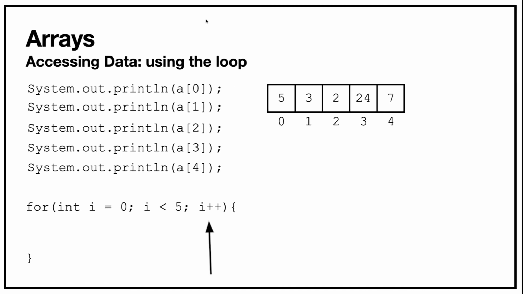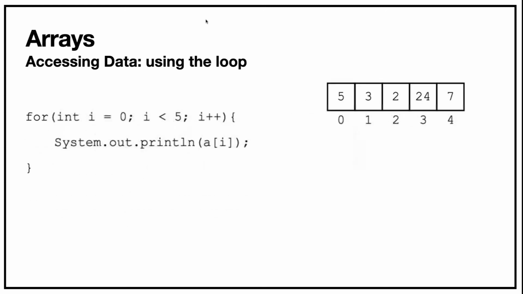i++. In the meanwhile, you can see here that there's a lot of repetition with the System.out.println. So that will be part of the loop. And instead of just printing a at position 0, 1, 2, 3, and 4, we can just print a at position i. Remember, i is the control variable that will control the numbers between 0 and 5.